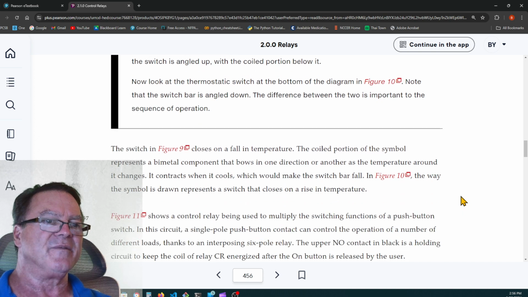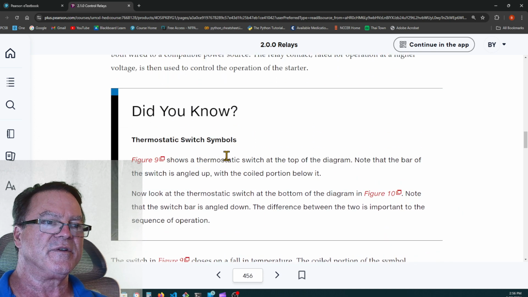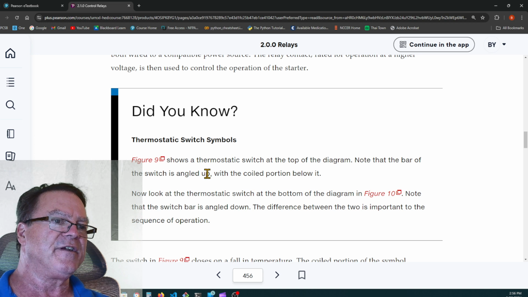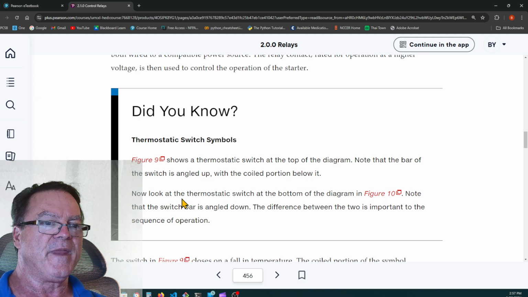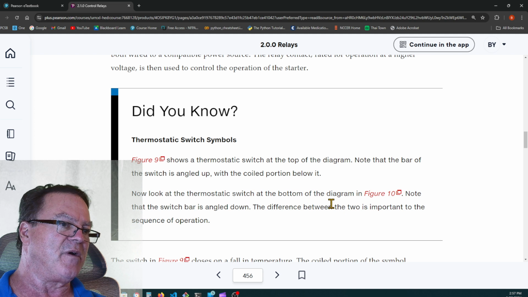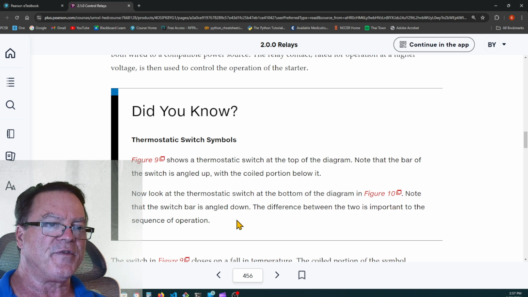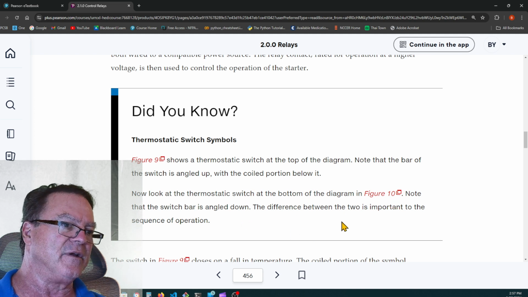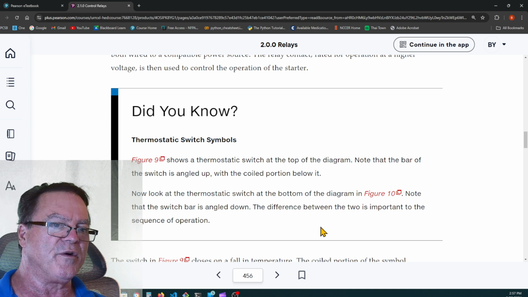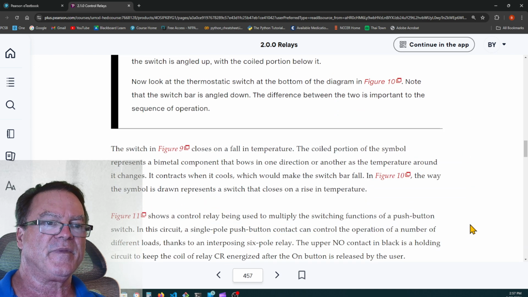It says, did you know? All right, what's the did you know? Thermostatic switch symbols. Figure 9 shows a thermostatic switch at the top of the diagram. Note that the bar on the switch is angled up with the coiled portion below it. Now look at the thermostatic switch at the bottom of the diagram in figure 10. Note that the switch bar is angled down. The difference between the two is important to the sequence of operation.